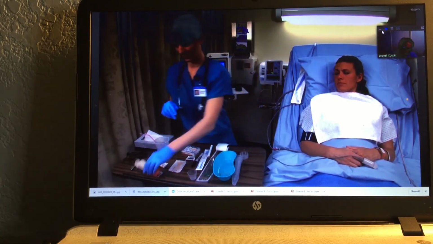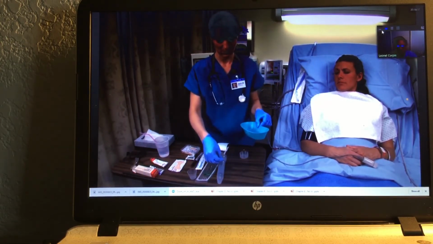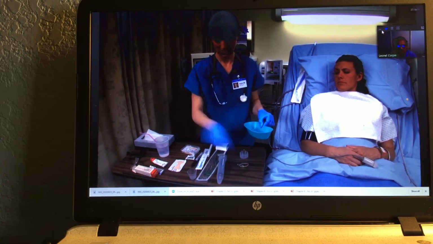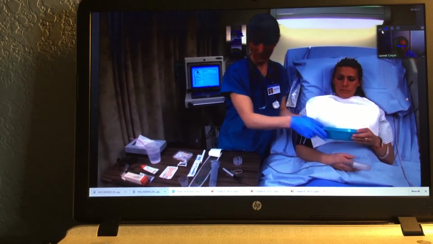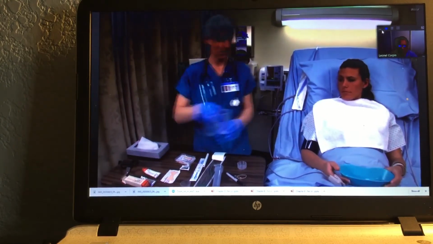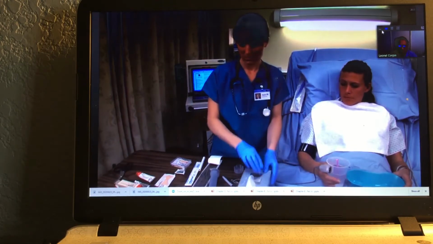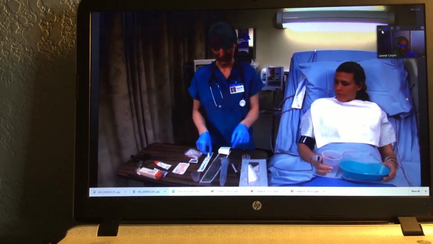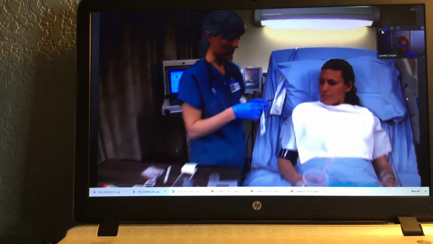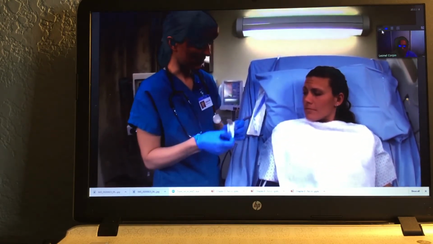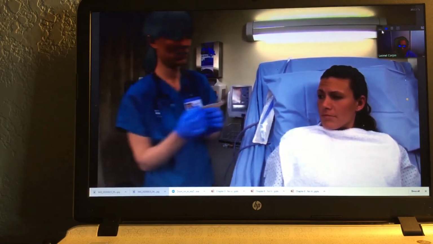Place the emesis basin and facial tissues within reach and available to your client, as the insertion process can cause gagging and tearing. I'm going to hand you the basin and the cup of water. Assess for a gag reflex by gently placing a tongue blade against your client's uvula. This should elicit a gag response. Doing this helps you determine your client's ability to swallow and her risk of aspiration.